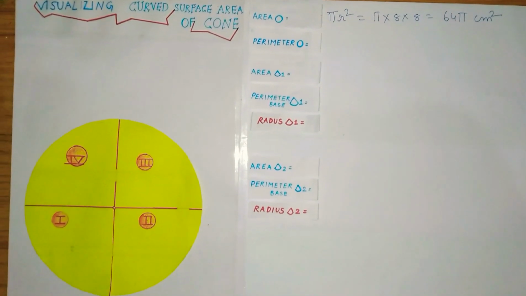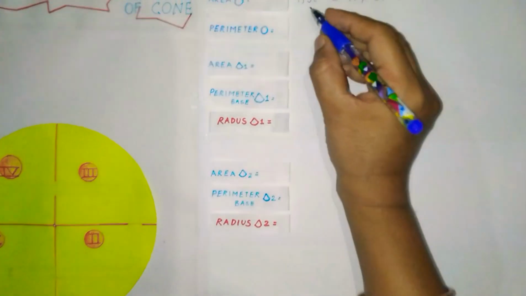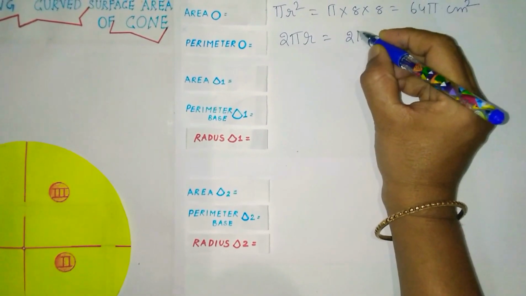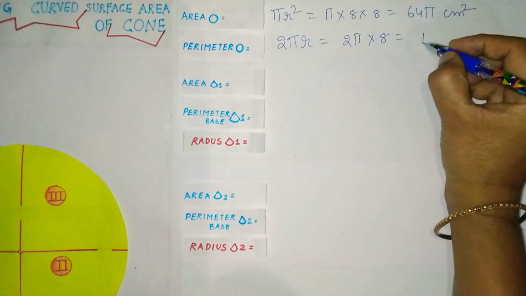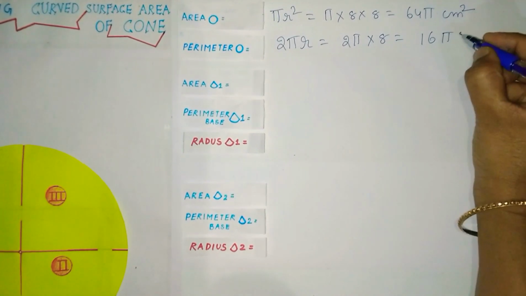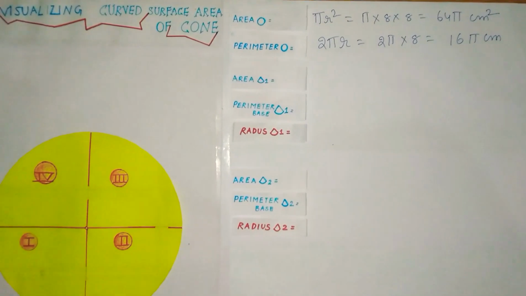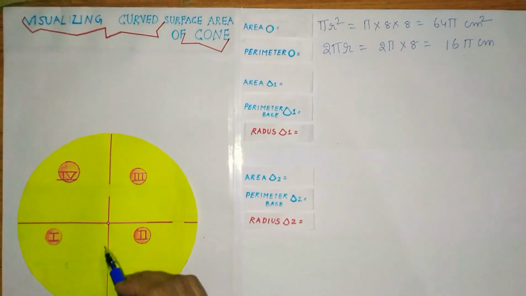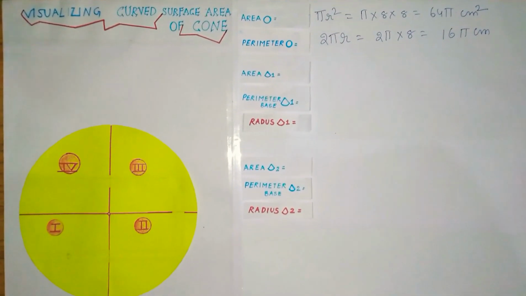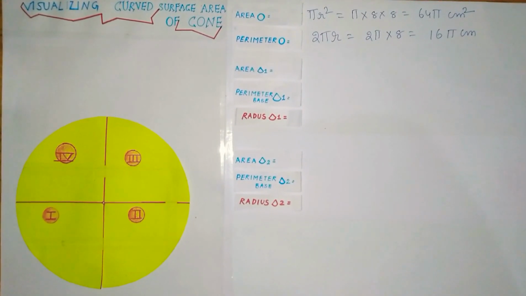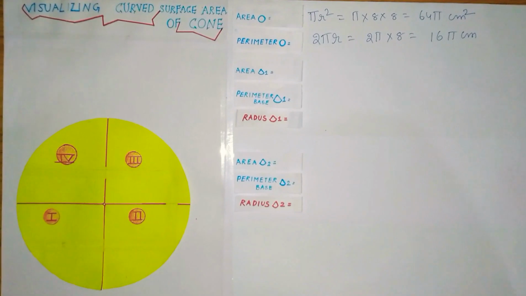And the circumference of this circle is 2 pi r, that is 2 pi into 8, which is equal to 16 pi centimeters. I have divided this circle into 4 equal parts. Now let us make a cone out of this circle by moving in 1/4 of the circle.